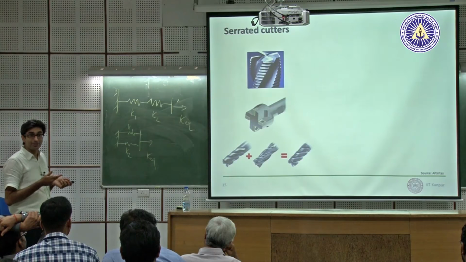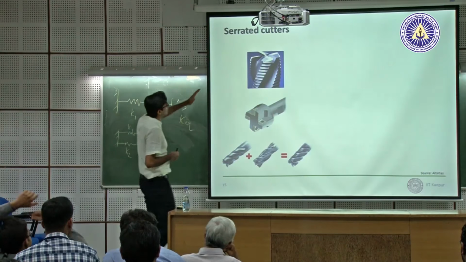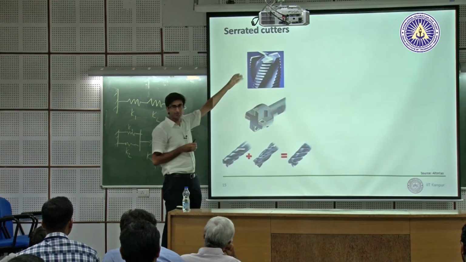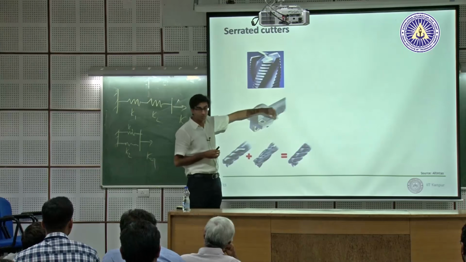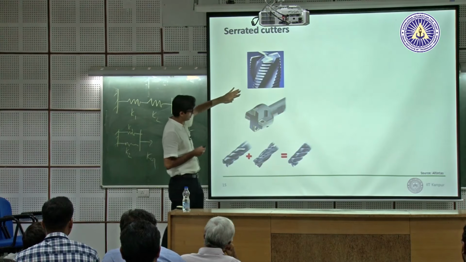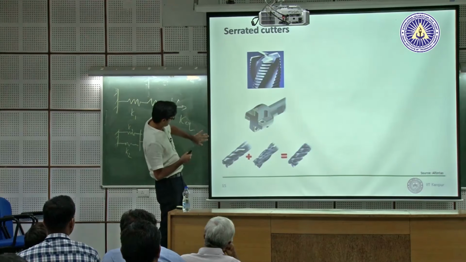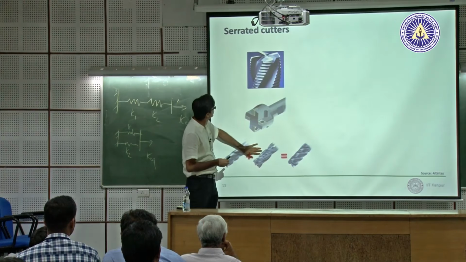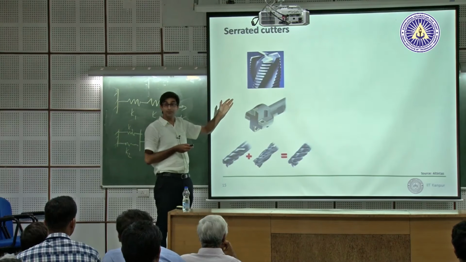Serrated cutters are very interesting. You might have seen, they have this profile, and it's very highly interrupted. It's like having different inserts all along, but each insert has serrations on it. So this is a serrated end mill. Anyway, the point is you can make serrations. And how do serrated cutters work?